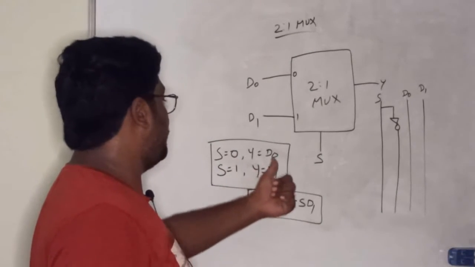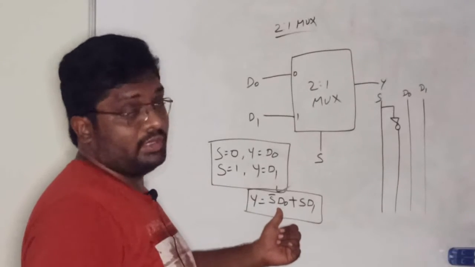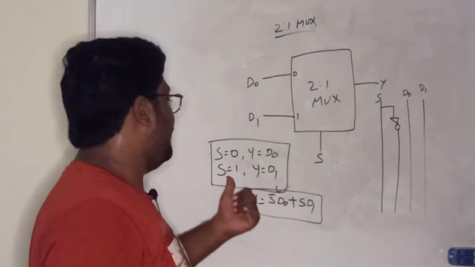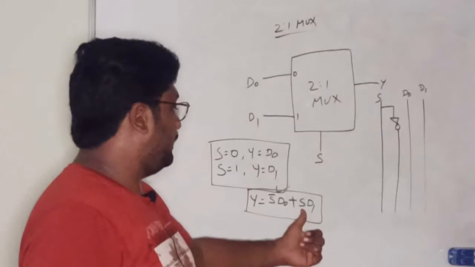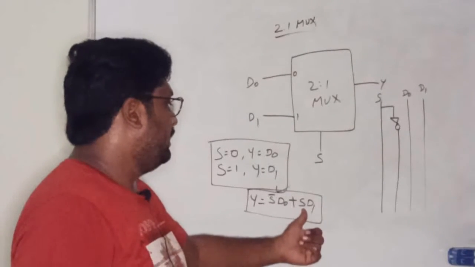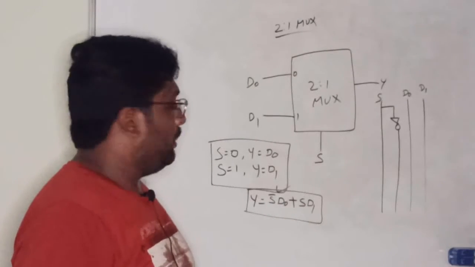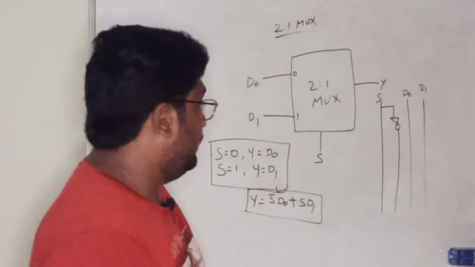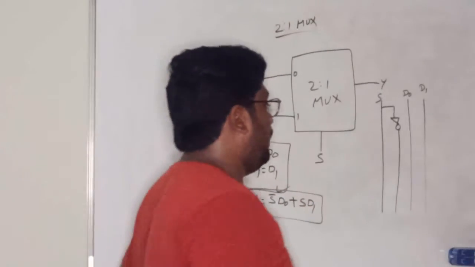When S is equal to 0, Y is equal to D0, so here it is performing the AND operation, S complement into D0. And when S is equal to 1, Y is equal to D1. Here also it is performing the AND operation, S into D1, and both S complement D0 and S D1 are combined with an OR operation. Now let us draw the combinational circuit using logic gates.